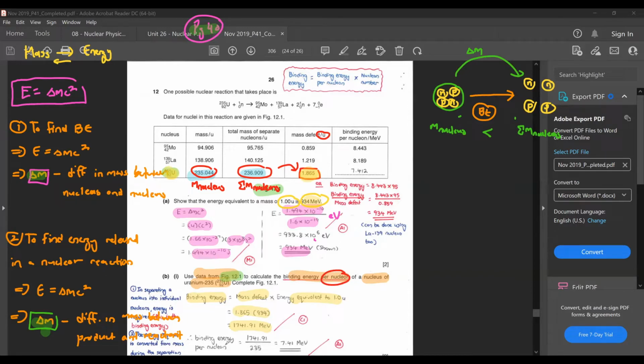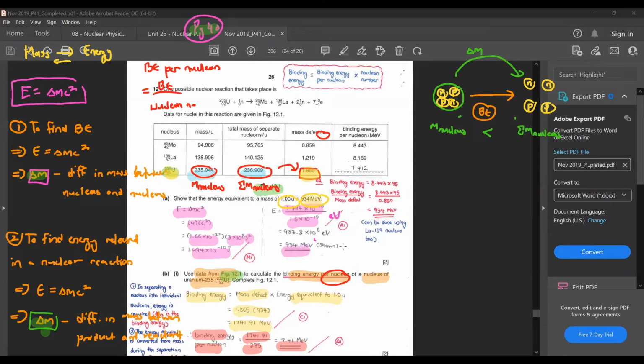You have to take your binding energy divided by the number of nucleons to get binding energy per nucleon. Let me just write it here. If you want to get BE per nucleon, this one will be just BE divided by your nucleon number. The nucleon number for uranium is 235, which you can see from here. So your final answer will be 7.41 MeV, just like that. Okay, so that one is done.